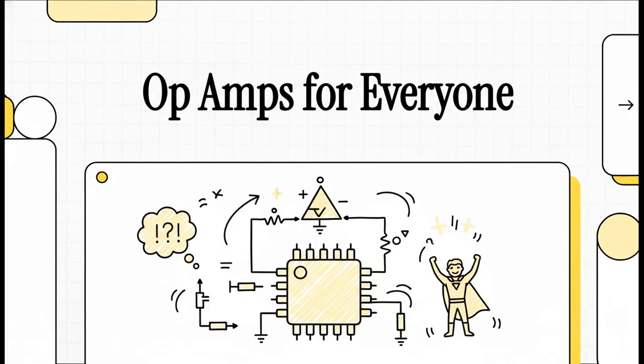All right, let's dive right in. So, what I've got here is the source for today's explainer. It's a design guide from Texas Instruments called Op Amps for Everyone. And I know what you're thinking. A technical manual? Seriously? But trust me, hiding inside this super dense guide is the story of a tiny, unsung hero of the entire modern world.